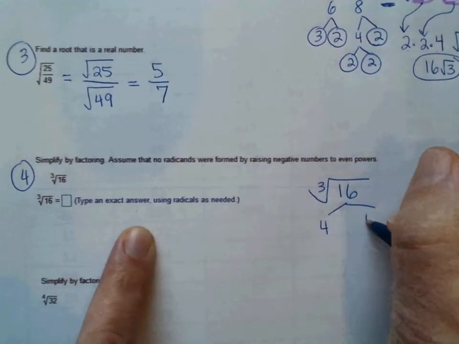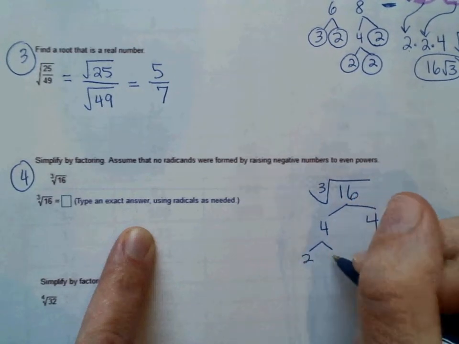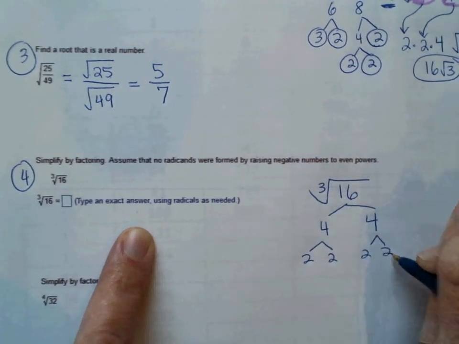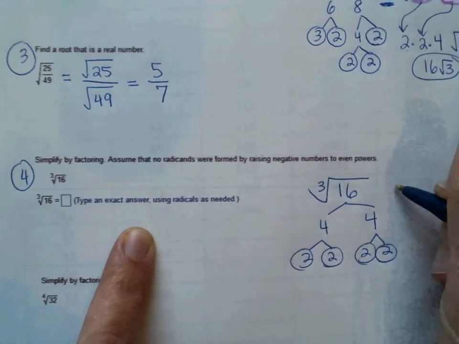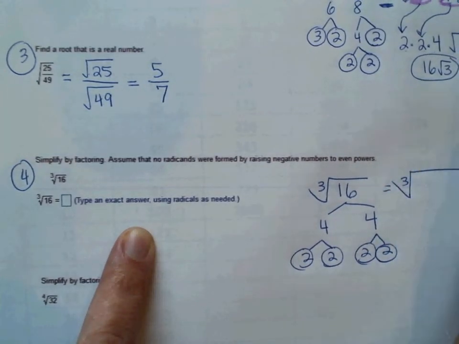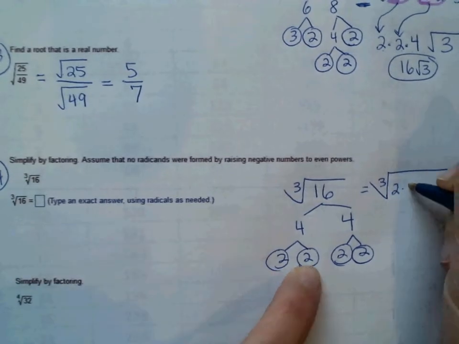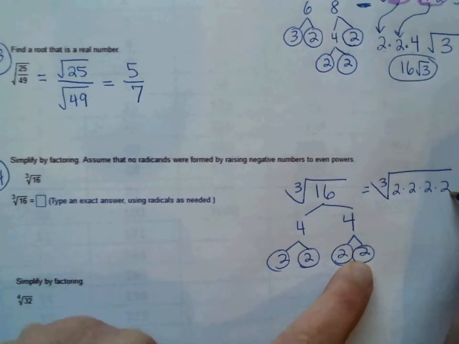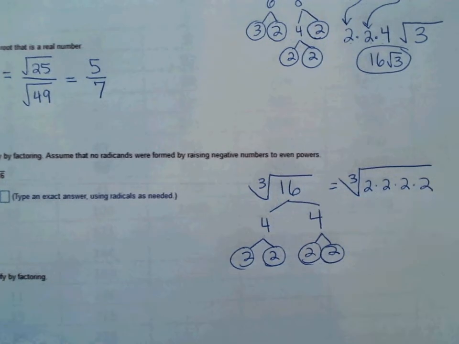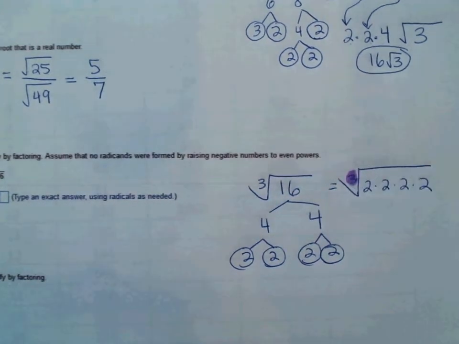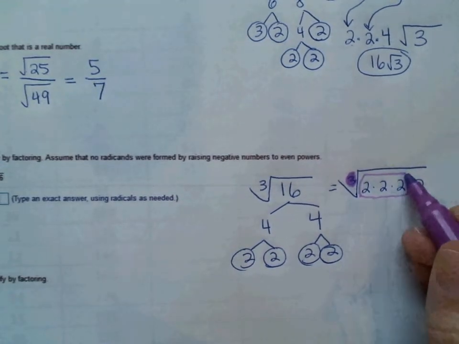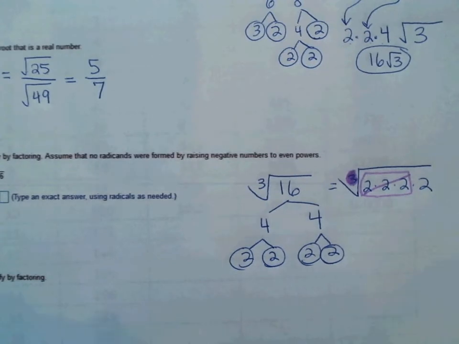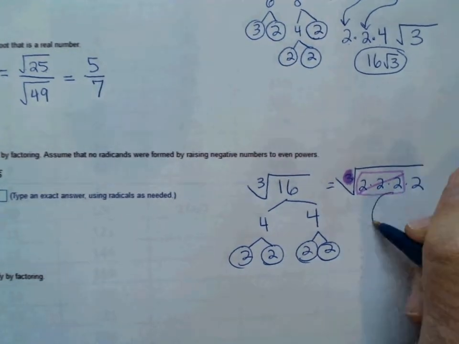So cube root of 16: a 4 and a 4 makes 16. A 4 is a 2 and a 2, and a 4 is a 2 and a 2. All right, so now I have all these prime numbers here at the bottom. So cube root of 16 is the same as cube root of 2 times 2 times 2 times 2. All right, the little number here is important. It tells us now I need 3 of a kind to make a match. So 1, 2, 3 of a kind, they all get marked off.